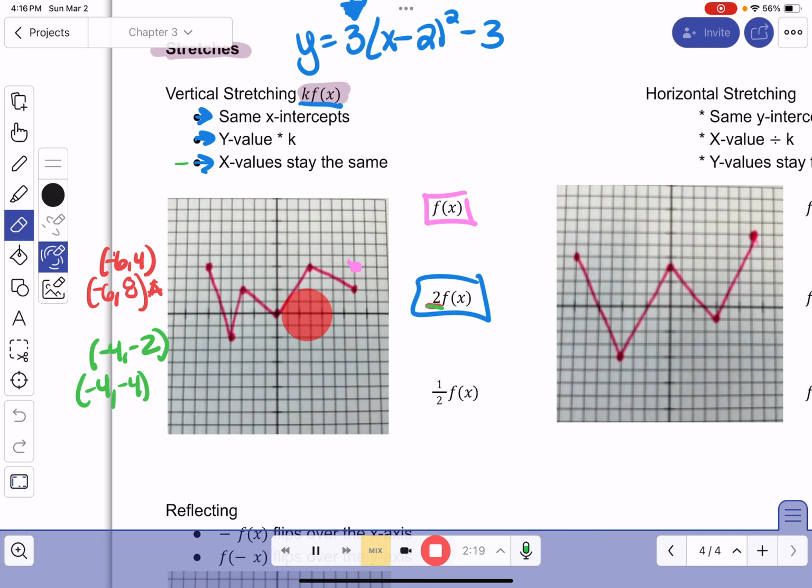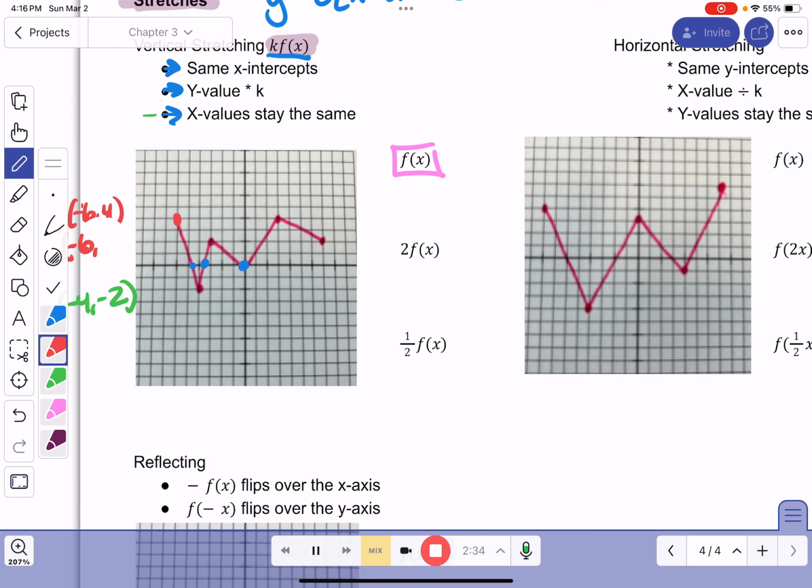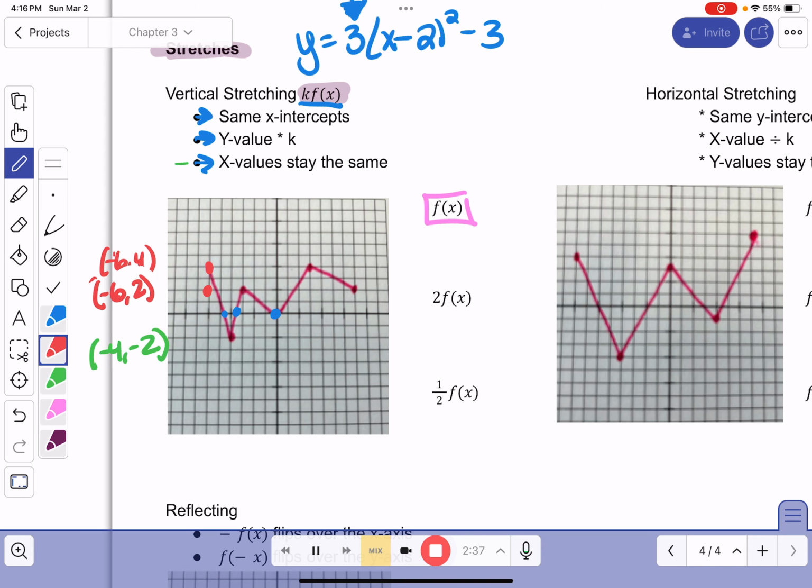If it's a fraction, we're going to do the same thing. We're just going to squish it instead of stretch it. So our y-intercepts are still going to stay the same. But now this point, we do 4 times 1/2 and get 2. For this point, we do -2 times 1/2 and get -1. 2 times 1/2 is 1. 4 times 1/2 is 2. And again, you can do all the points out or you can do it just looking. That's up to your brain, but that one is squished. So that's our vertical stretching or squishing.